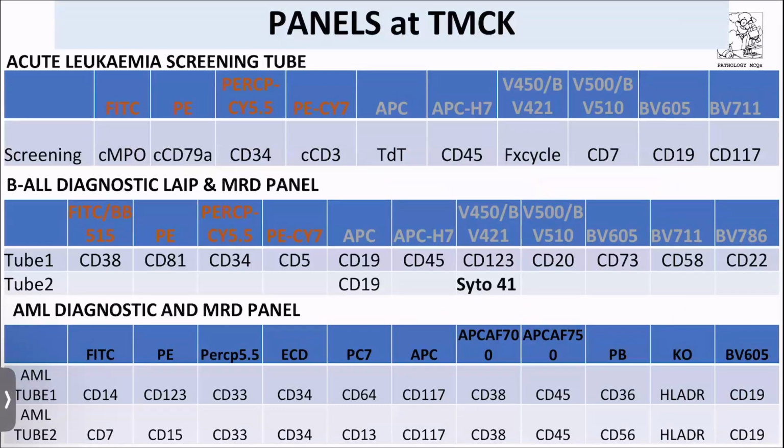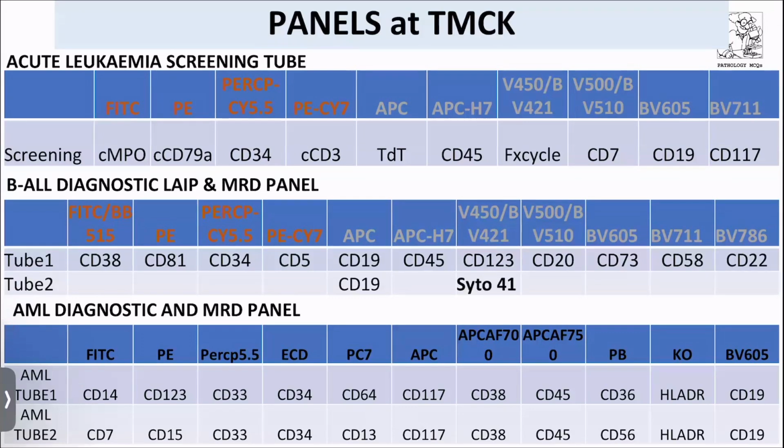So this is the panel that we use at my center. We have an acute leukemia screening tube where we have tagged various antibodies with various fluorochromes so that we can see the expression of the CD markers. When we screen the acute leukemias first and see that the blasts are showing a proper lineage assignment, a lineage assignment is done, and then we do the further panels for the acute leukemia. That is, we run a B-ALL diagnostic panel or an AML diagnostic panel to do a further exact phenotyping of the acute leukemia.